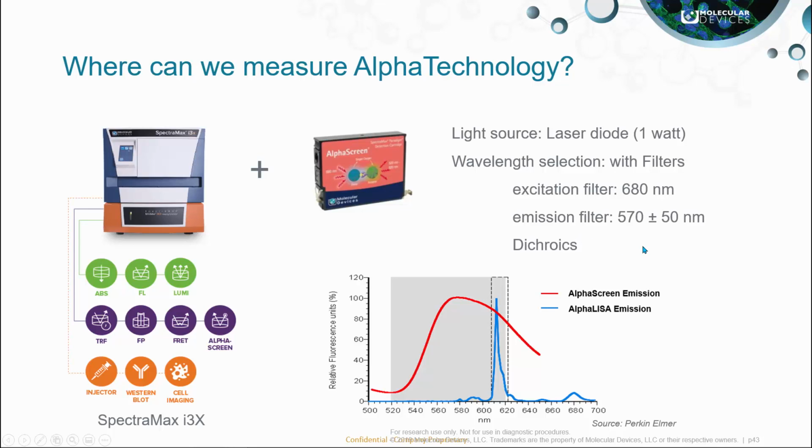As you can see, having a look at the wavelength of the filters, the excitation wavelength is higher than the emission wavelength. We can see in this graph the AlphaScreen emission is broad, so the emission filter we use is a 100 nanometer bandwidth, passing as much light as possible and increasing the sensitivity of the assay. This is the reason why we can also measure AlphaLISA technology, so the emission filter is catching the signal at 620 nanometers.